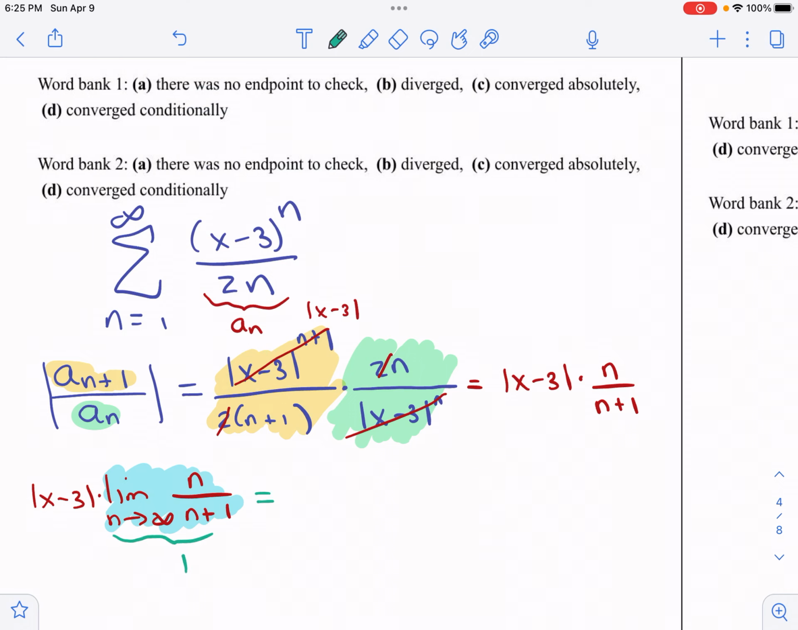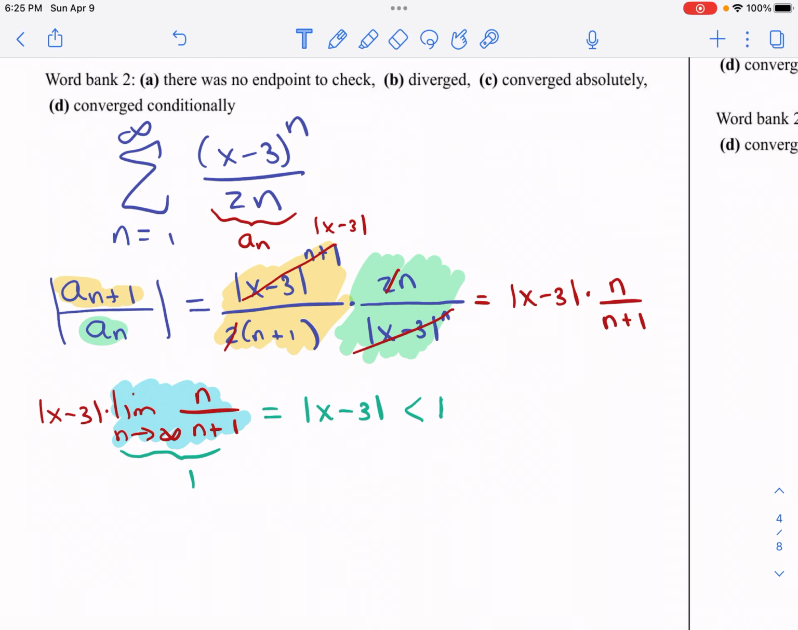So, by the ratio test, we get absolute value of x minus 3 times 1. Now, to apply the ratio test, remember, what we want to have happen is we need this to be less than 1. It's the same criteria as a geometric series with the common ratio. So we need this to be less than 1. Now we're going to see what values of x make that true. That becomes our interval of convergence.